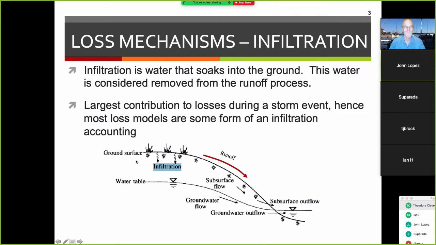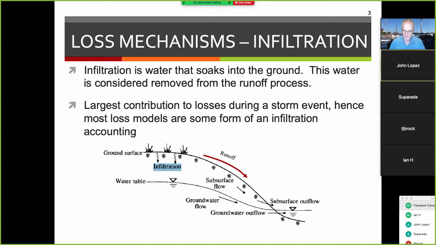There they are. Okay. So let's look at some definitions lifted from a couple of our textbooks and paraphrased. So infiltration is water that soaks into the ground. This water is often considered removed from the runoff process, and you will understand my qualification soon. It's the largest contribution to loss during a storm event.